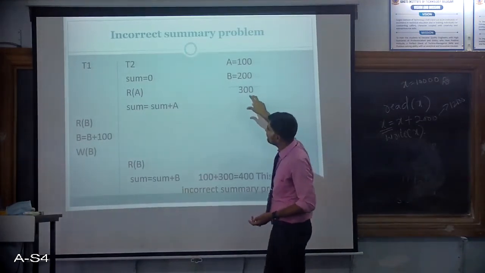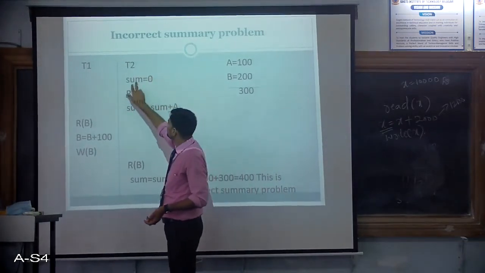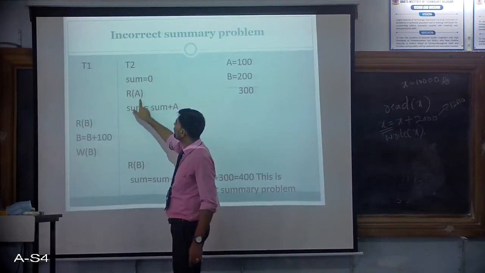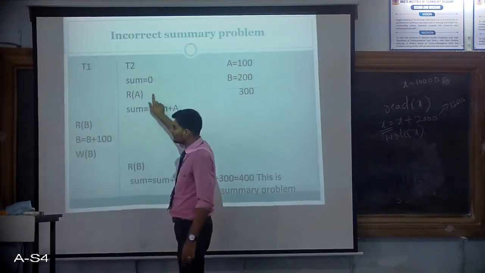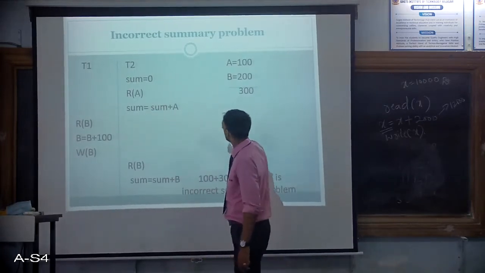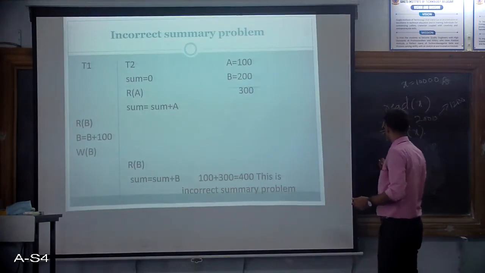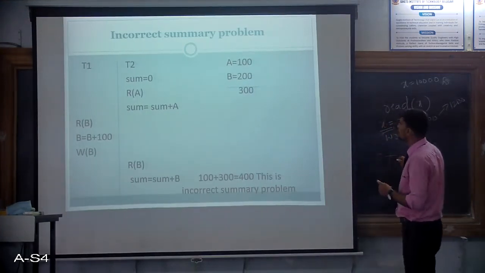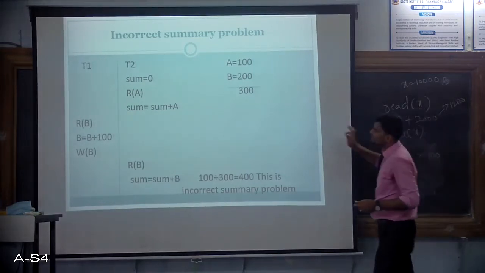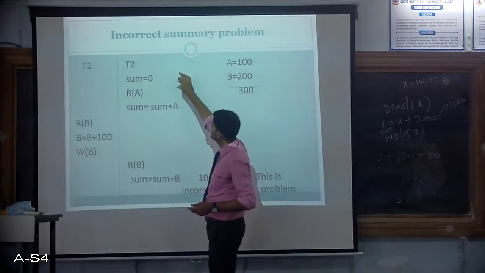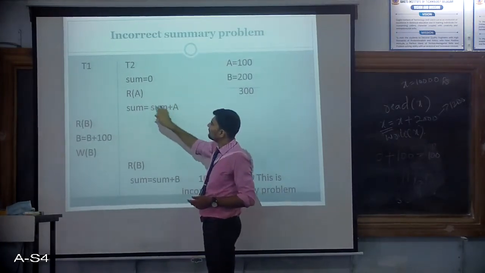When we are executing the two transactions, first T2 is executing: we have sum equal to 0, then read of A. It is reading the value of account A, that is 100. After that, sum equals sum plus A. What is the sum value? 0. And what is A's value? 100. So there is no change; whatever value was assigned to A is retained. A's value is 100.